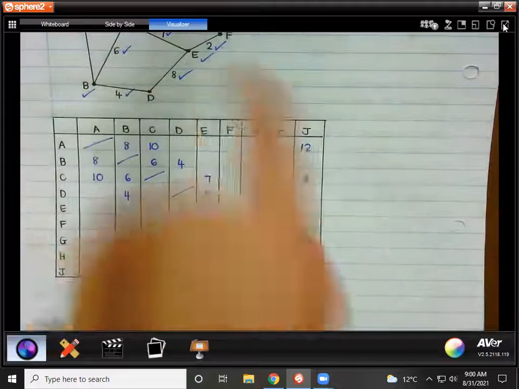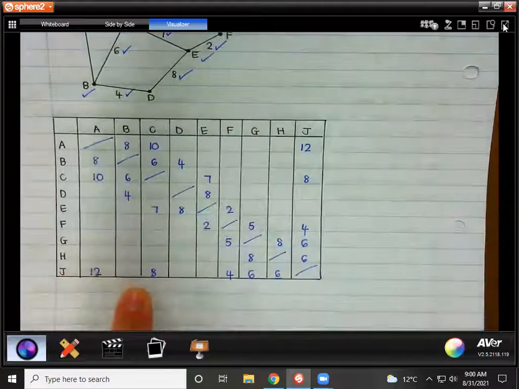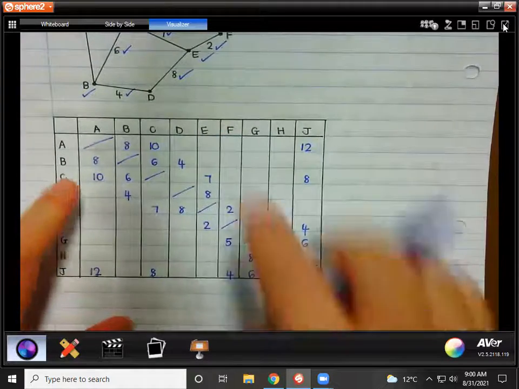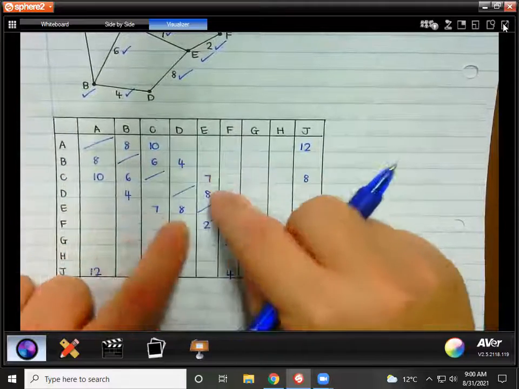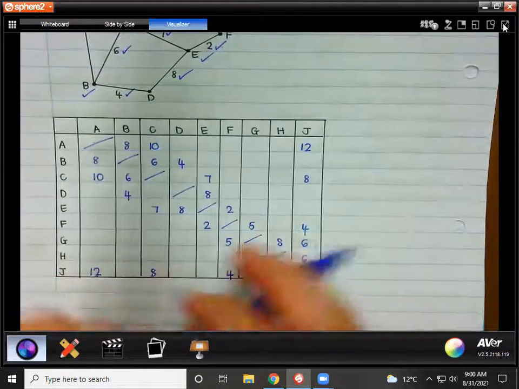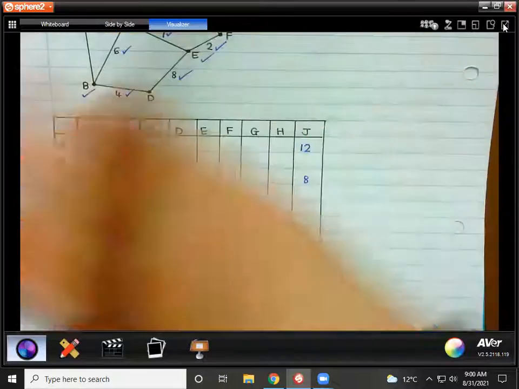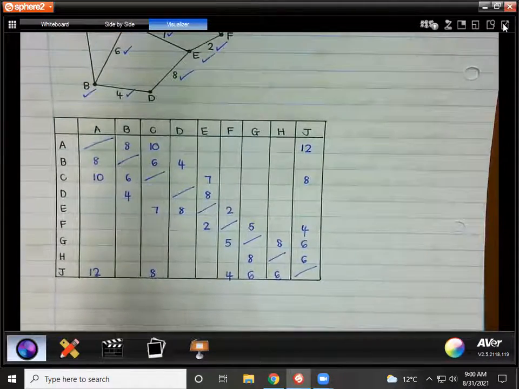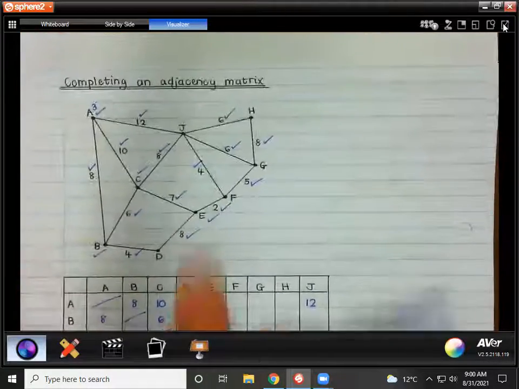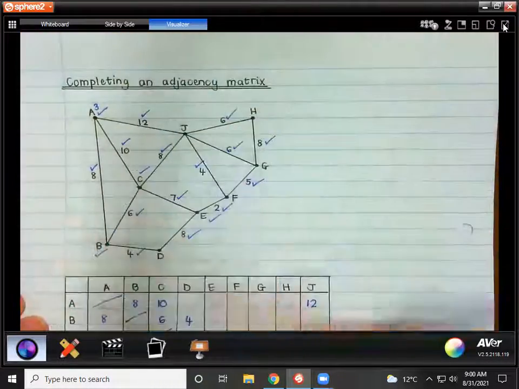Oh, guys, the top half has to be identical to the bottom half. All right, so if you look at there, we have 8 and 8, 10, 10, 6, 6, 4, 4, right? You can read them off like that. It's almost like a reflection across the leading diagonal, if you want to look at it that way.